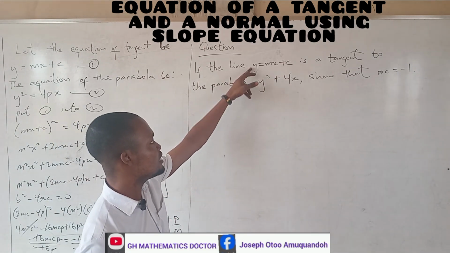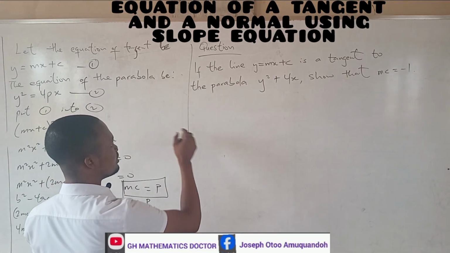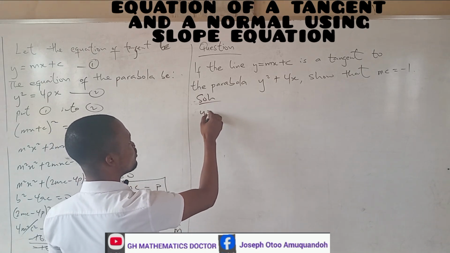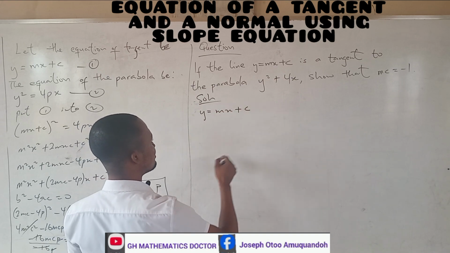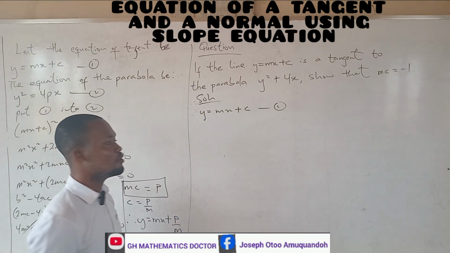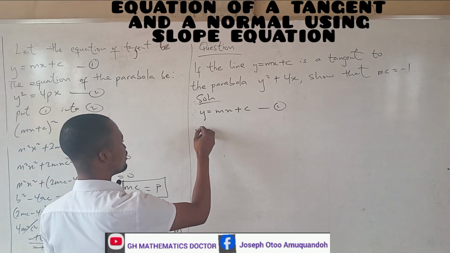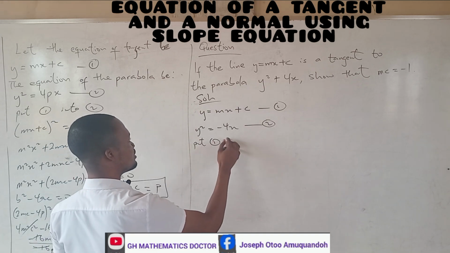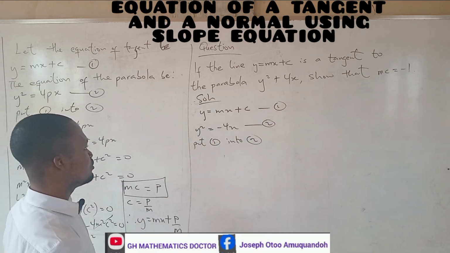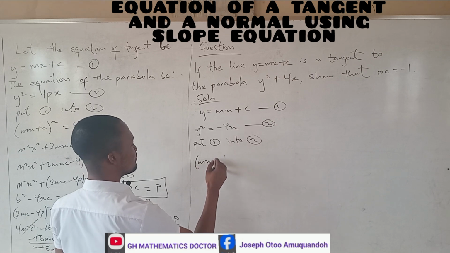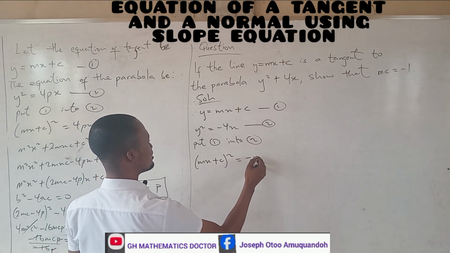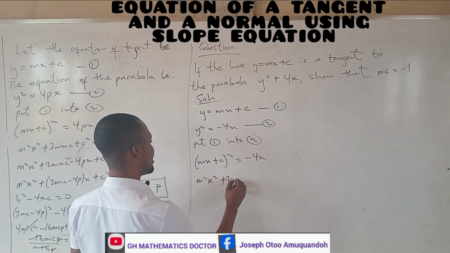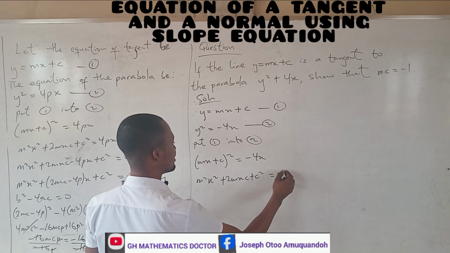All right, so we are going to write these two equations and solve them simultaneously. So y equals mx plus c will give you our equation 1. Then you write this in the standard equation of a parabola. This will give you y squared is equal to negative 4x, equation 2. So we put equation 1 into equation 2. We get (mx plus c) squared equal to negative 4x. Expand the brackets here. We have m squared x squared plus 2mxc plus c squared equal to negative 4x.